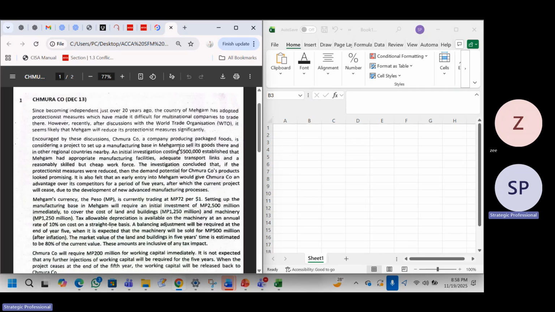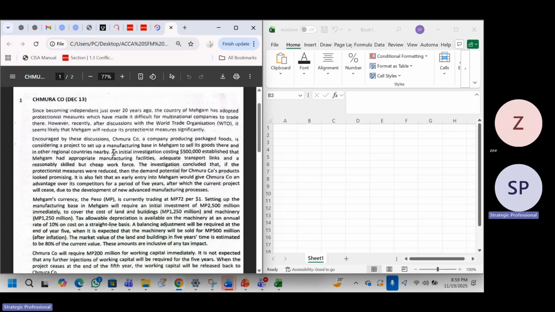It's just like an example of those foreign operations that we did last week. So they want to invest in Myanmar. They want to build a manufacturing plant there to sell its goods there and in other regional countries nearby. It's just like China having a manufacturing base in Nigeria and selling their products in Nigeria and also in other regions like Ghana or Sierra Leone around Nigeria. So that's the meaning. An initial investigation costing 500,000 established that Myanmar had appropriate manufacturing facilities.